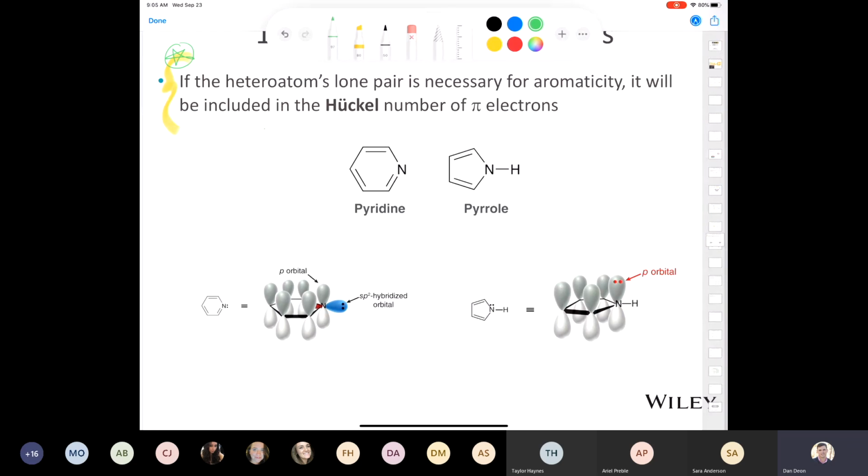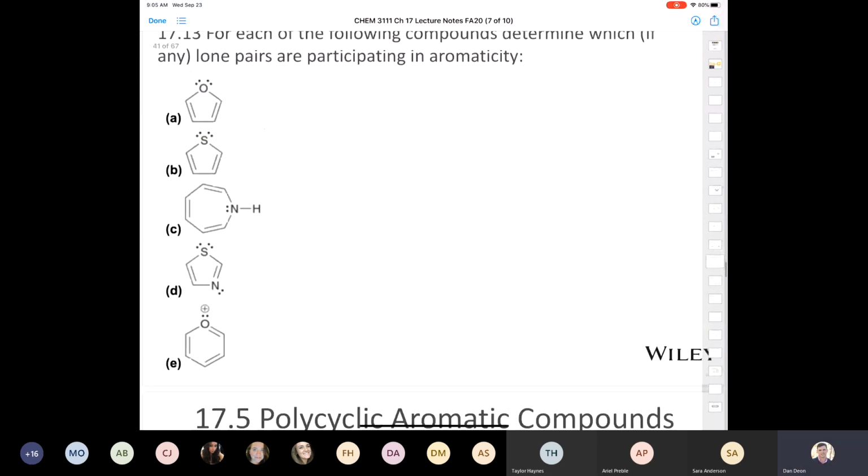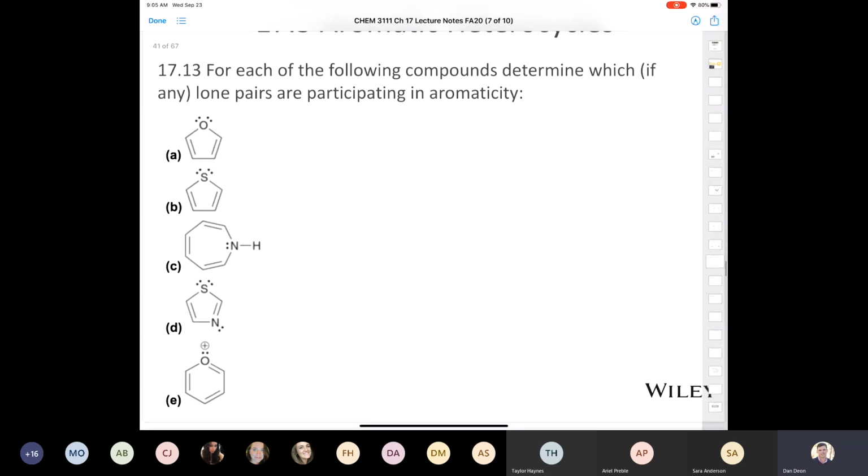All right, let's take a look at some more examples in 17.5. Okay, this is one of those days when you got to read the chapter before coming to class, right? Which I know you always do. You're sitting at home, reading the book with bated breath, hanging on every word that Dr. Klein has to say.